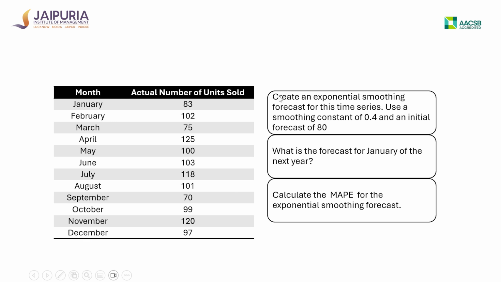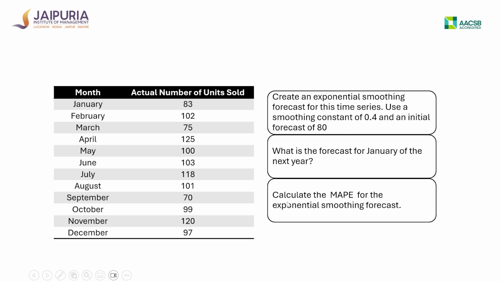So what is the ask here? Create an exponential smoothing forecast for this time series. Use smoothing constant alpha as 0.4 and an initial forecast of 80. So this is already given, the initial forecast, which we do not need to calculate. What is the forecast for January for next year? So what we will do now, we will calculate the forecasting for all the months starting from Feb, because Jan's forecast is already given as 80.